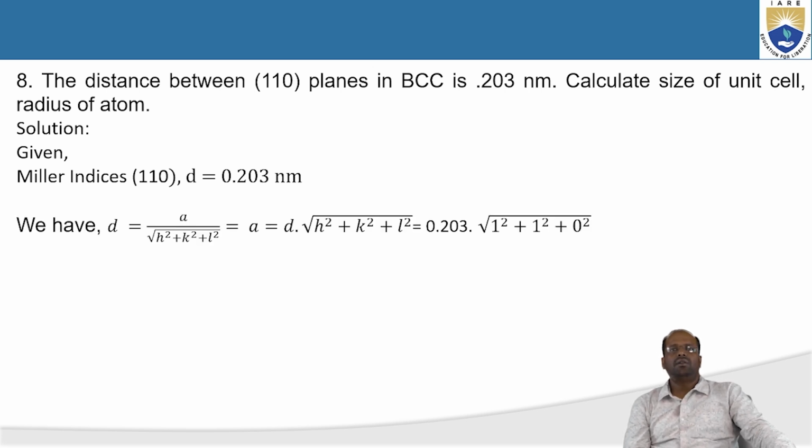So we know the formula. d is equal to a by square root of h square plus k square plus l square. So what are the h k l planes? That is 110.